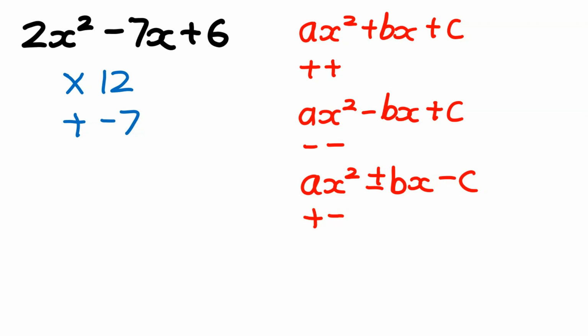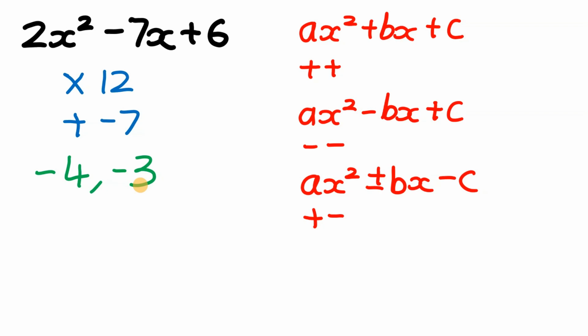So if we look at our example here, 2x squared minus 7x plus 6, so here we're of this form here because we have this minus b, this minus 7, so both of the numbers are going to be negative. So we need to find two negative numbers that multiply together to give 12 and add together to give minus 7. And if you think about this, you can use minus 4 and minus 3. Okay, so these are the numbers that we're going to use.